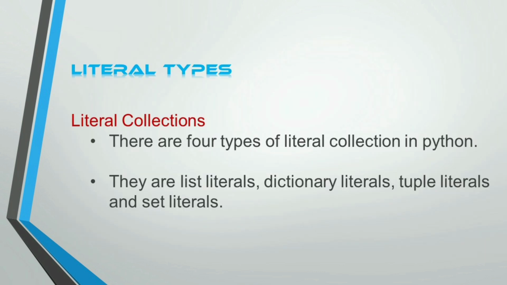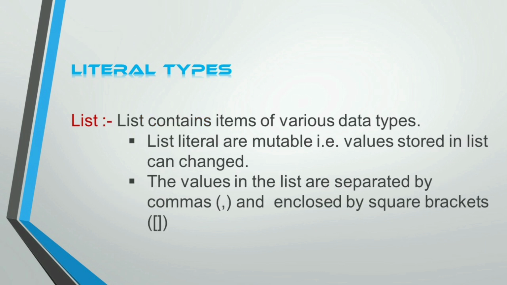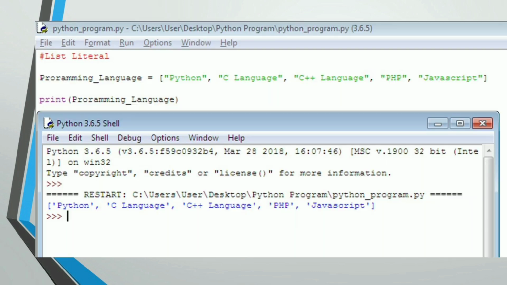Next literal is literal collections. There are four types of literal collection in Python. They are list literals, dictionary literals, tuple literals, and set literals. List literal contains items of various data types. List literals are mutable, that is, values stored in a list can be changed. The values in the list are separated by commas and enclosed by square brackets. In Python IDE, you can see a programming language list is given.